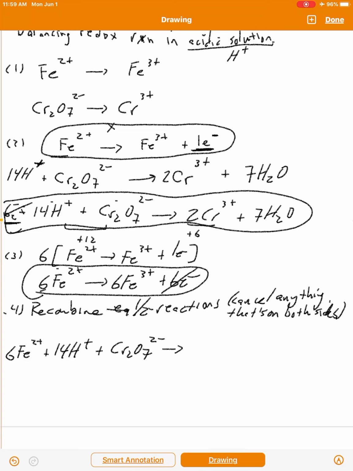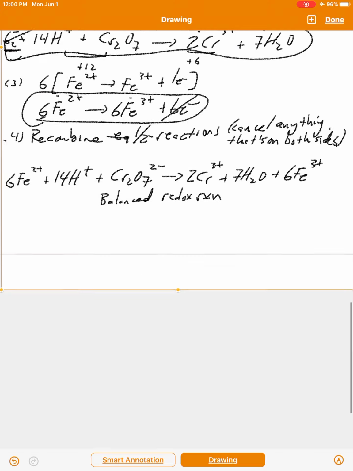Now we do the product side. On the product side, we have 2 chromiums, so 2 Cr3 plus, 7 waters, 7 H2O, and then we've got 6 Fe plus 3. Again, the electrons cancel. We have 6 electrons on both sides. So this is our balanced redox reaction. Okay? Pretty involved, right? But it's not that hard if you practice it.